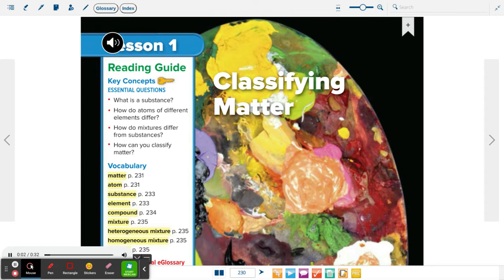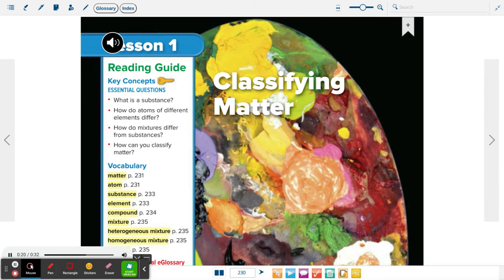Lesson 1. Classifying Matter. Reading Guide. Key Concepts. Essential Questions. What is a substance? How do atoms of different elements differ? How do mixtures differ from substances? How can you classify matter?